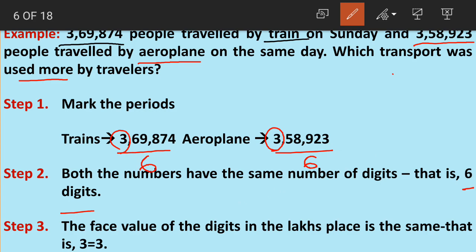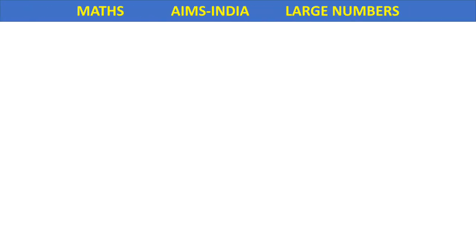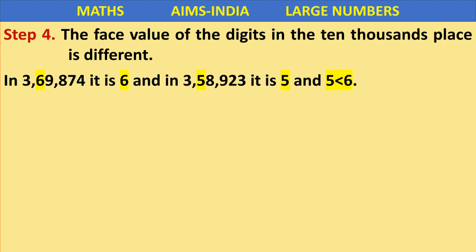Which digit is here on the extreme left? We have 3 here. And what do we have in the second number? We have 3 there also. So the digit in the extreme left in both the numbers is the same, that is 3 is equal to 3. Now on the basis of this, can you say which of them both is the highest number? No. Now what should we do? We should move on to the next digit. In which place? In 10,000s place.